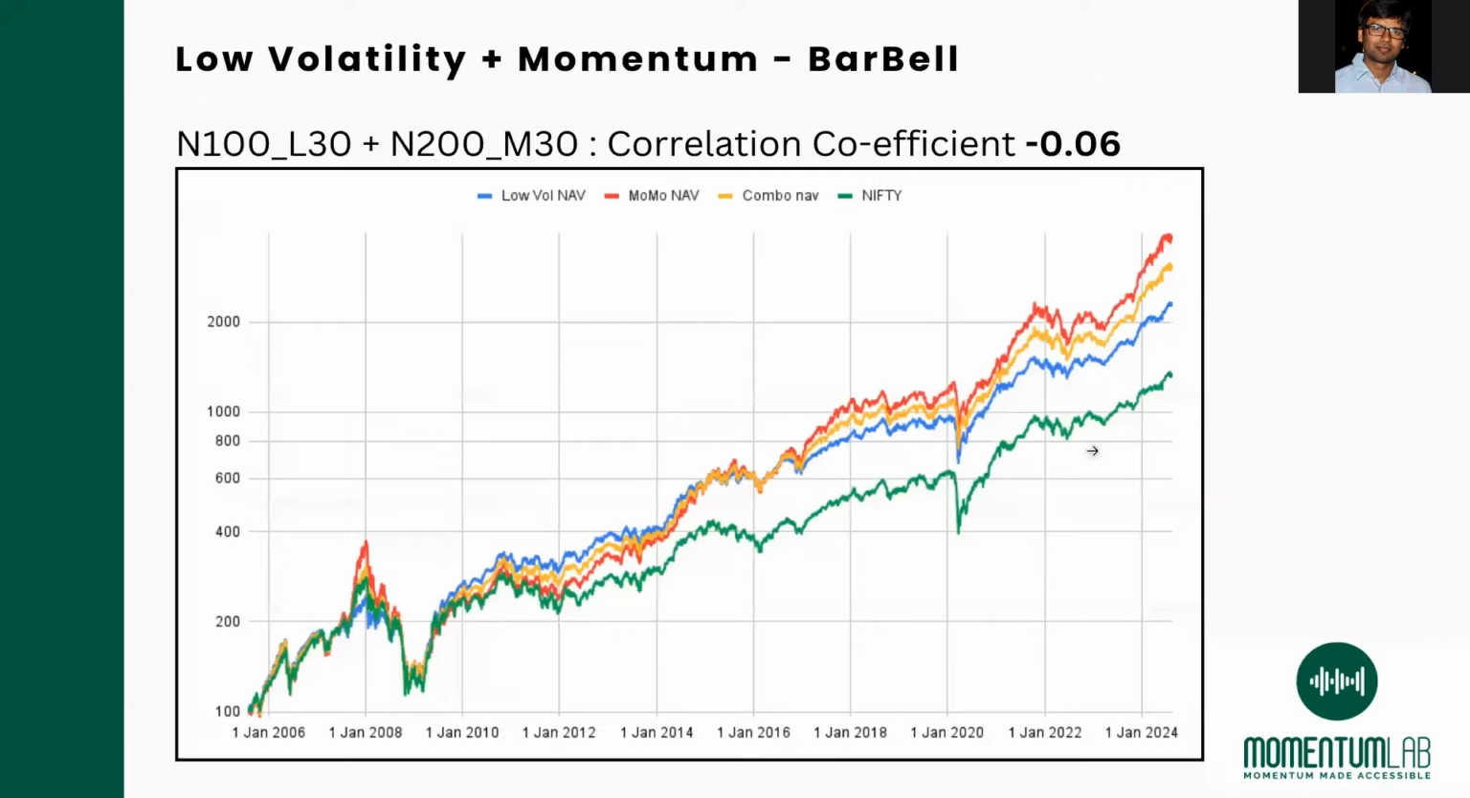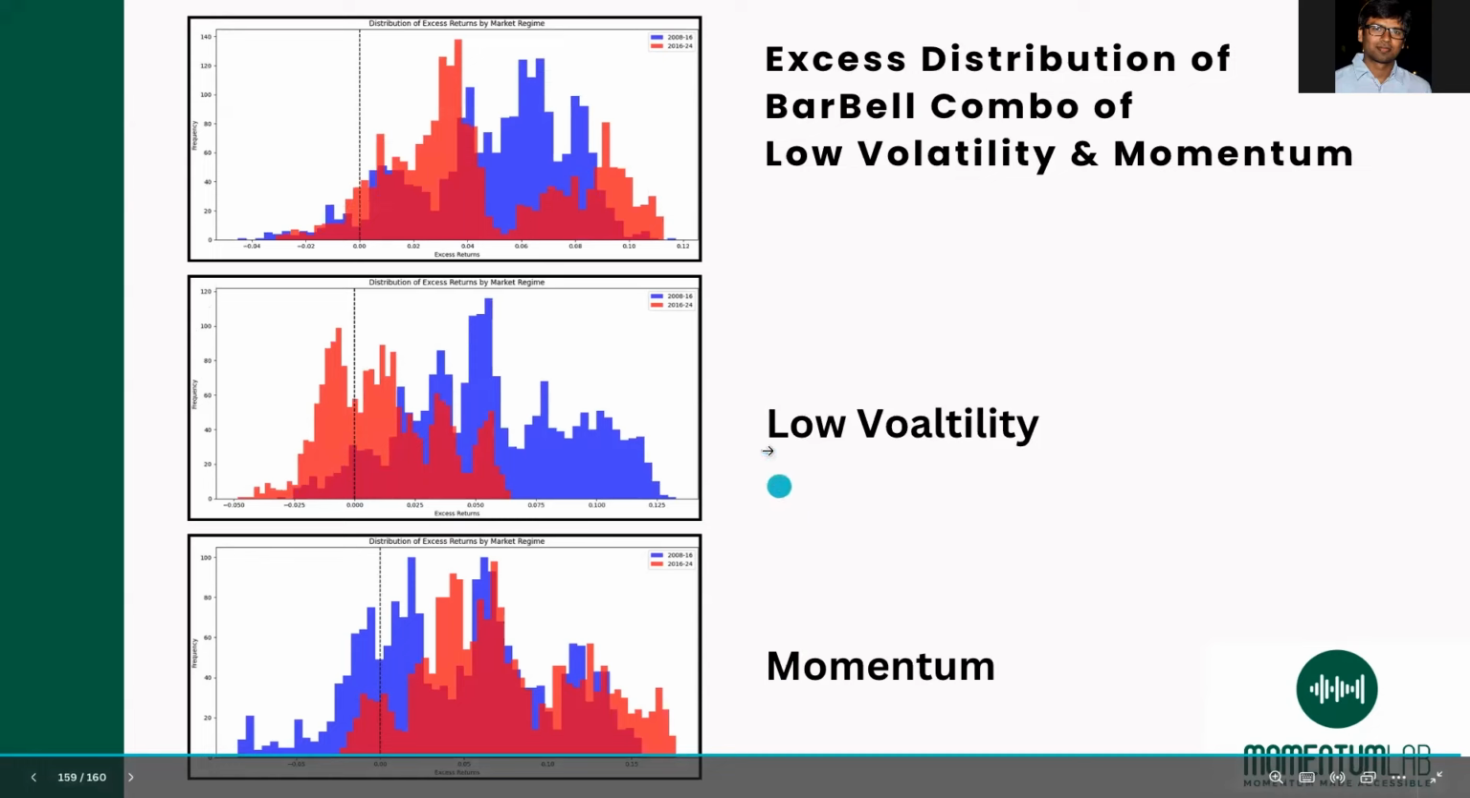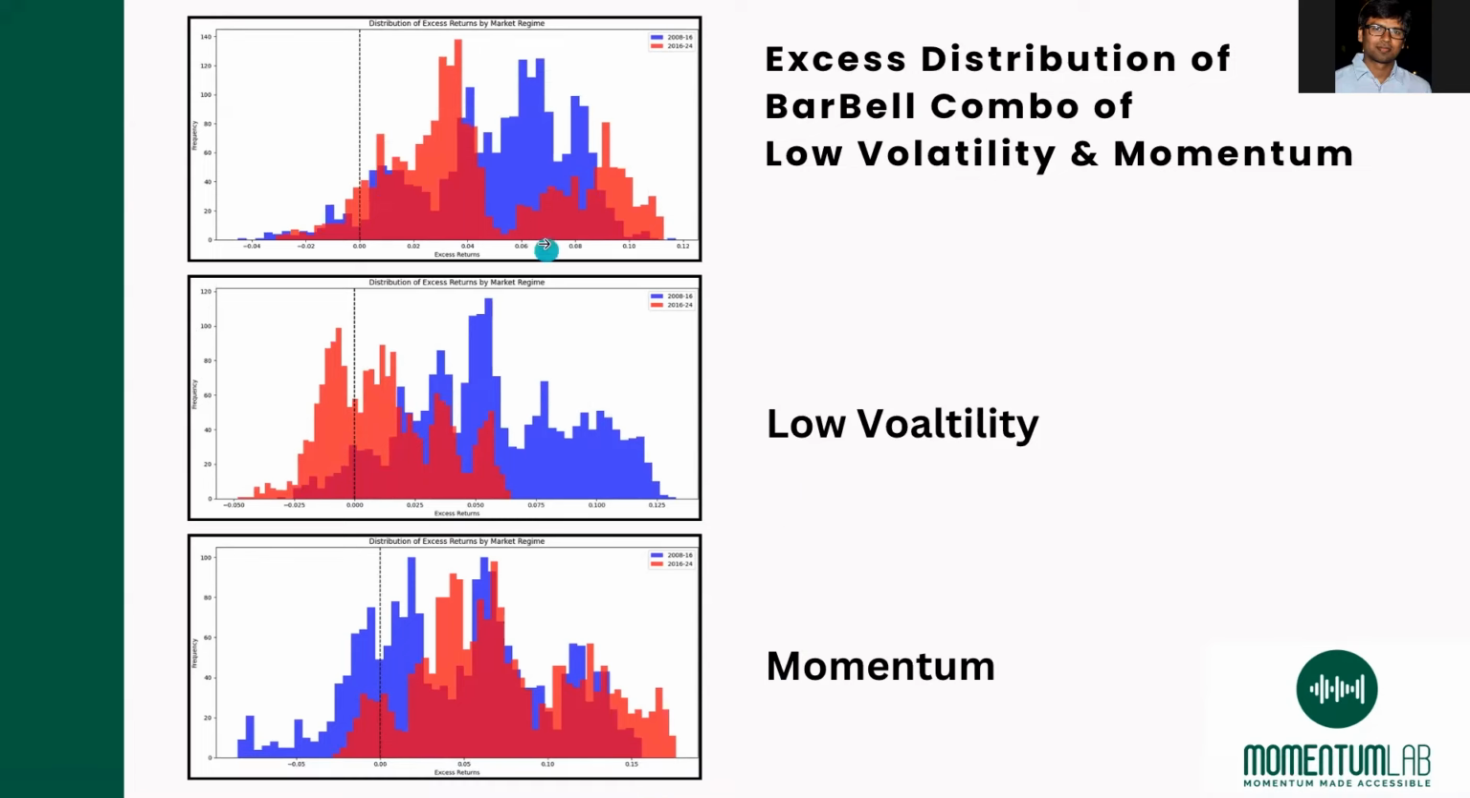Now, if you see the low volatility, there is a decent amount of outperformance even in the recent 2016 to 2024 period by low vol. That was the sole reason which made me more in favor of the momentum plus low vol combination than momentum plus quality. Now, let's see the final resultant output.